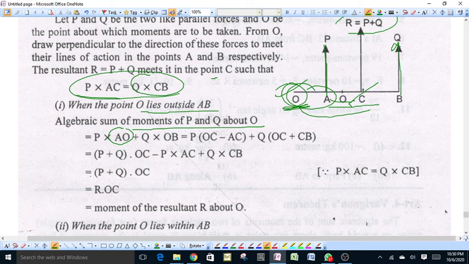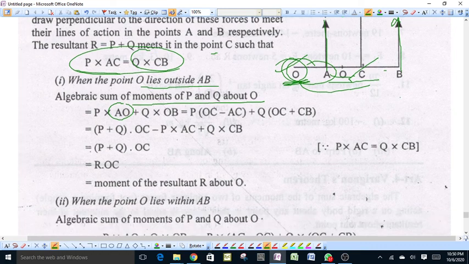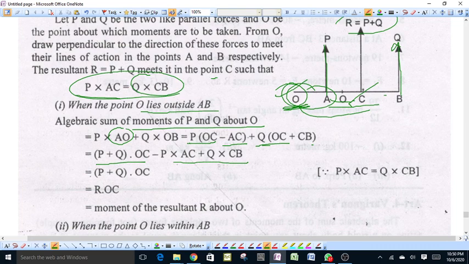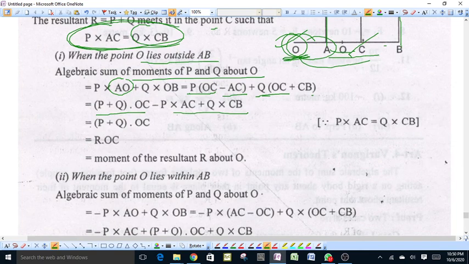plus Q into OB, which can be written as OC plus CB. This can be written as P into OC plus Q into OC, that is, P plus Q into OC, minus P into AC minus Q into CB. But we have already proved that for R to be the resultant of P and Q acting at point C, P into AC is equal to Q into CB. Therefore minus P into AC plus Q into CB will be equal to 0.